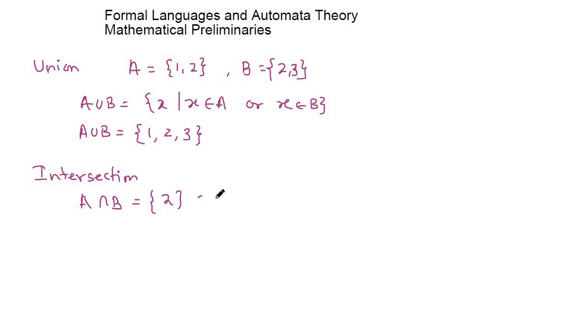We say that all such elements which are both in A as well as in B, that is, and, this is represented as X is in A and X is in B.